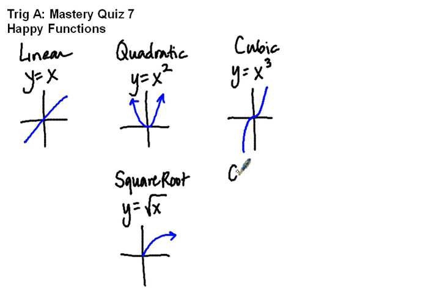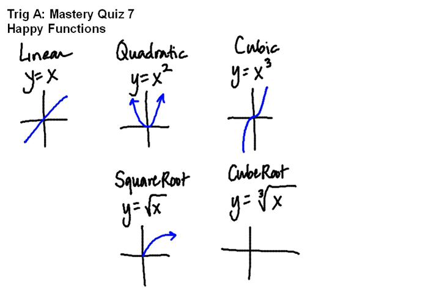The cube root looks like that as the algebra. And it too is a rotation of the cubic, or a reflection of the cubic graph. So it looks like it got flipped on its side. This one you can see the whole thing because it's still a function even when it's reflected.